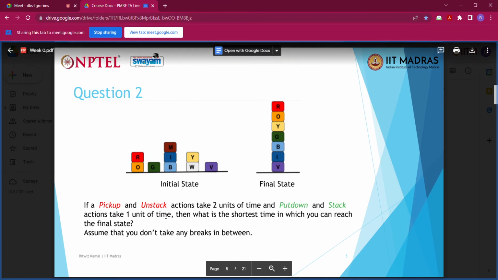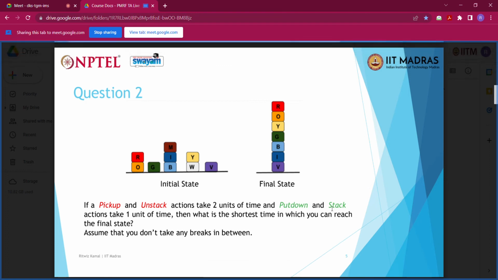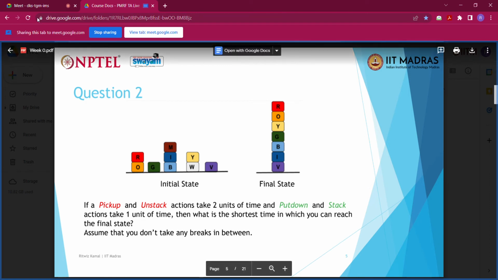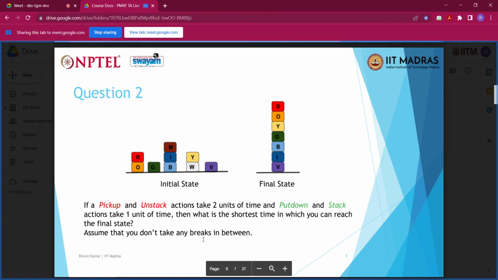If pickup and unstack take 2 units of time and put down and stack take 1 unit of time, then what is the shortest time in which we can reach the final state from the initial state? Assume that we don't take any breaks in between.